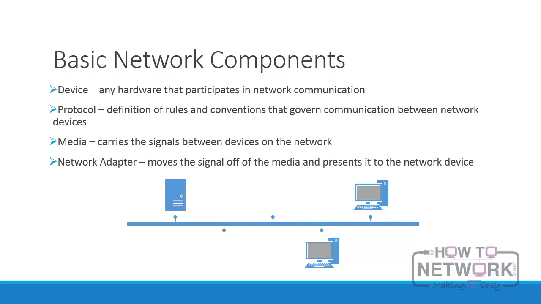Media: carries the signals between devices on the network. There are two basic types of media: bound media, which is physical in nature, i.e., a wired network such as Ethernet, and unbound media, which is not physical, i.e., wireless, such as 802.11g networking. Network adapter: the hardware which takes a signal off of the media and presents it to the network device.